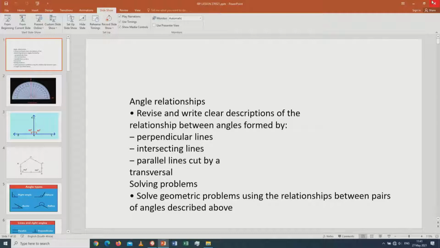After that, we'll be solving problems of geometry by using the relationships between pairs of angles, as we've already spoken about above. So you must watch attentively so that after that we'll be able to make an application and solve some problems.